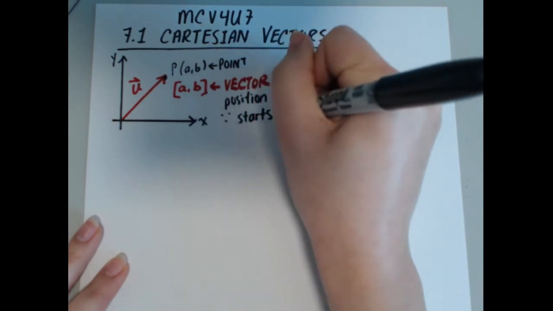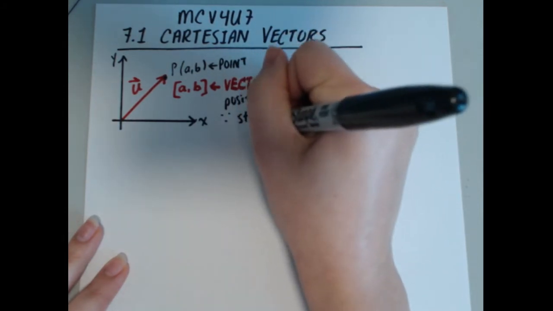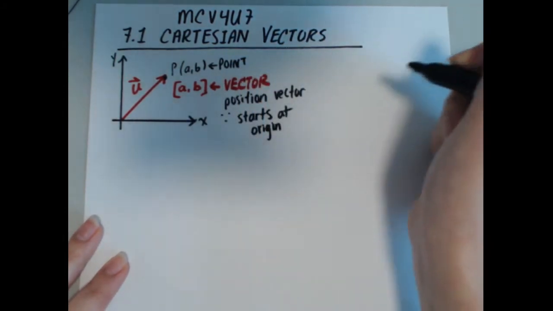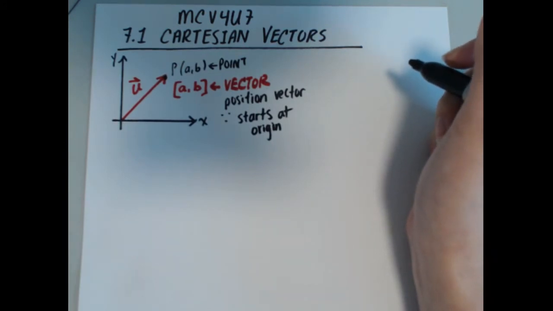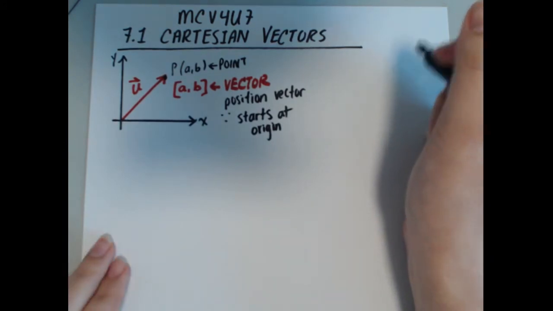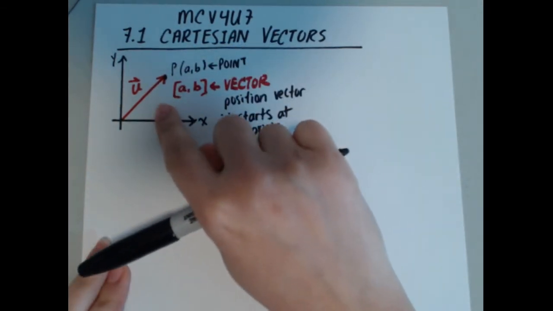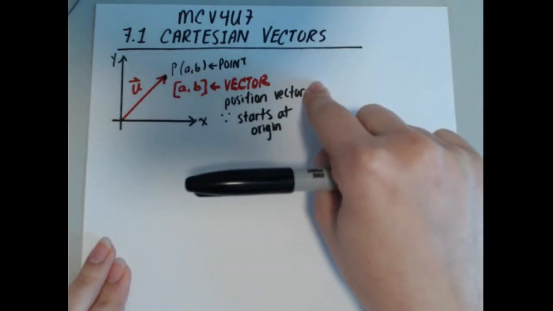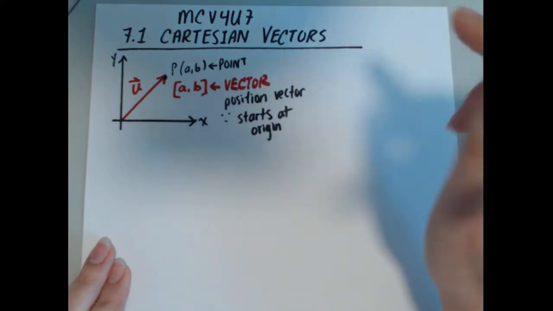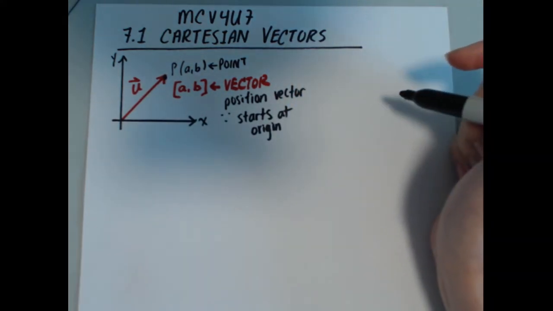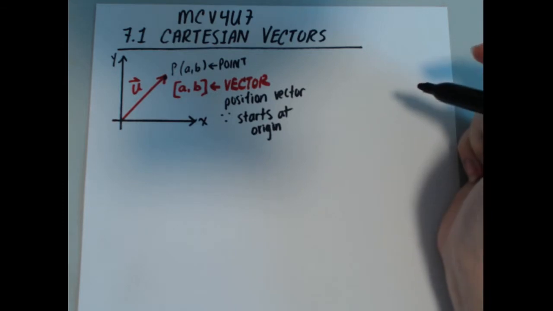So again, since it starts at the origin, any vector whose tail is at the origin, you call a position vector. So if I take this arrow vector u with this direction and this magnitude and I move it somewhere else, well, it's still going to be vector u, but it's no longer going to be a position vector. It'll just be an ordinary vector.